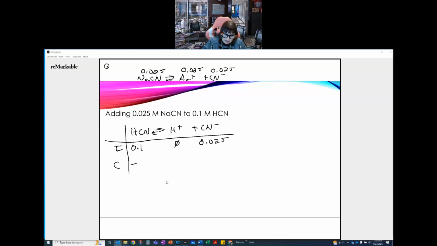I know that my change is negative x for my HCN. I get a plus x and a plus x there. We add those rows together to get a 0.1 minus x. We ignore the x, and a 0.025 plus x. And again, we can ignore that because that number that's already there is large comparative to the x that we're going to find. We can't ignore it if I don't have a value, okay? Otherwise, we would have nothing to solve. And we're just trying to make the math easier.